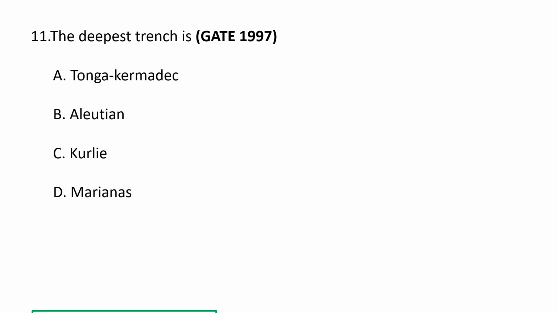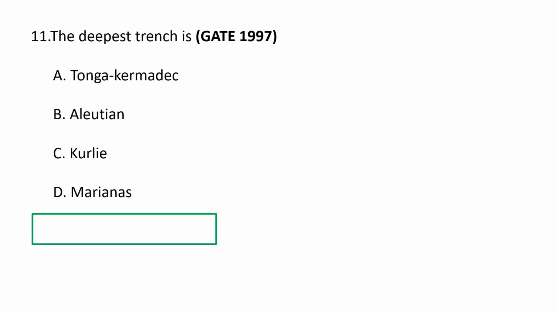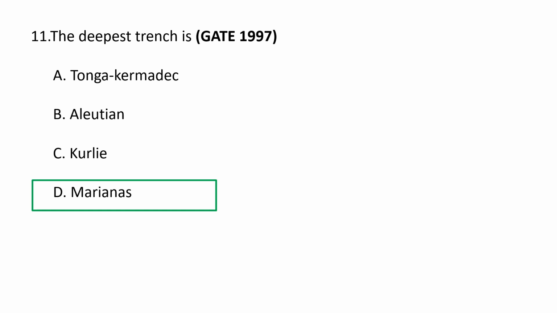Next question. The deepest trench is: A. Tonga Kermadec, B. Aleutian, C. Kurili, D. Mariana. The deepest trench is known as the Mariana. The Mariana Trench is in the Pacific Ocean. It is the deepest trench in the world and it is 11,034 meters, roughly around 36,201 feet deep. So the deepest trench is Mariana. D is the correct option.